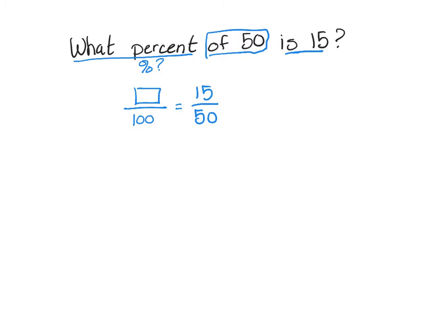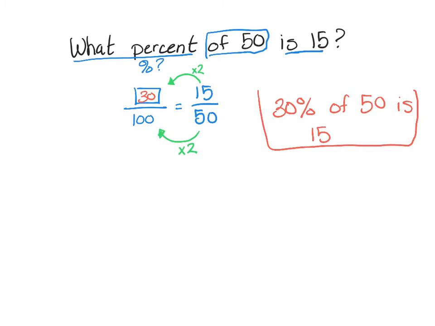So how do I get from 50 to 100? Well, I just multiply it by 2. Same thing here. So if I'm multiplying by 2 on the bottom, I need to multiply by 2 on the top. So 15 times 2 is 30. So 30% of 50 is 15. And that would be my answer.